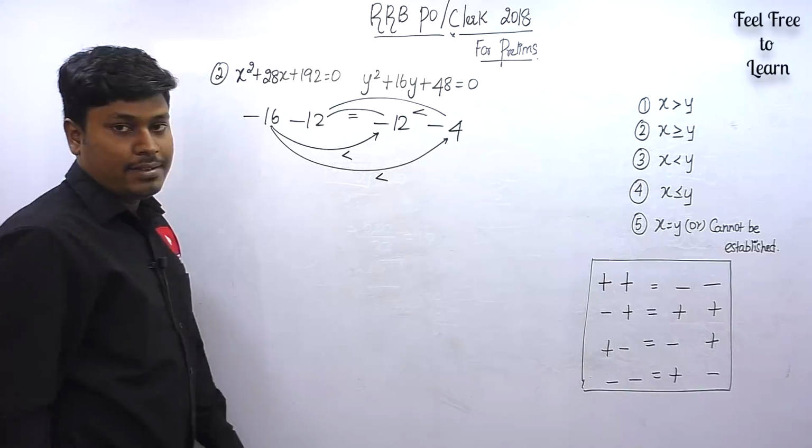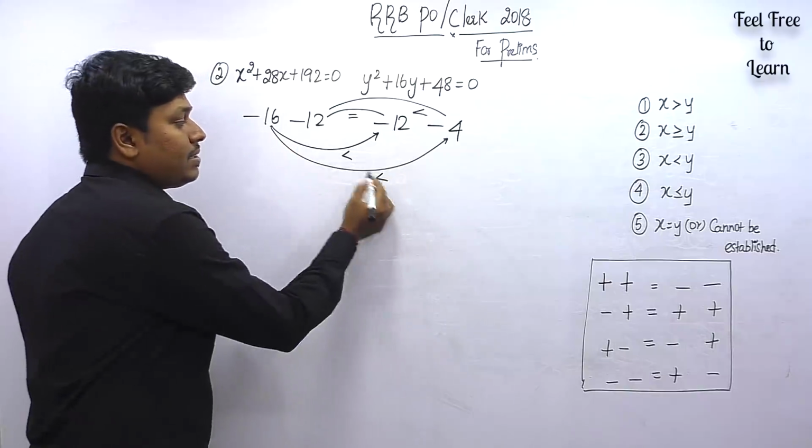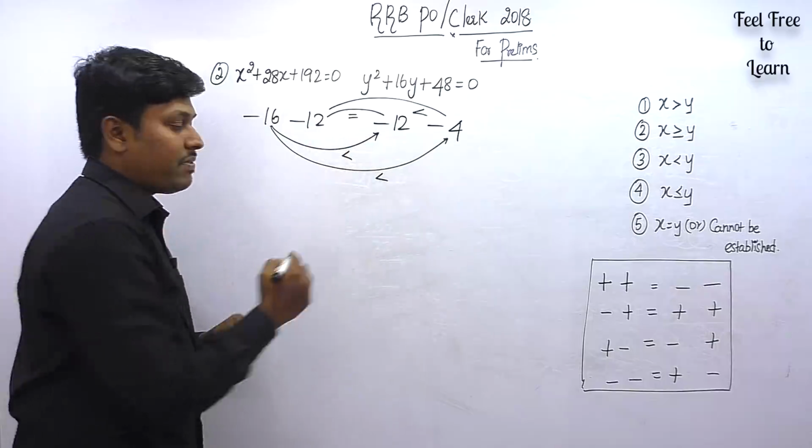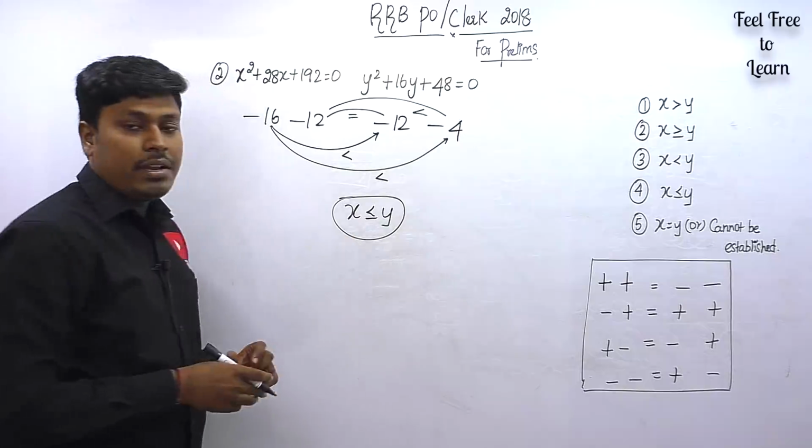Minus 4 is greater than. So finally, comparing all x values with y values, we got 3 less than and 1 equal to. So the final answer for question number 2 is x less than or equal to y.